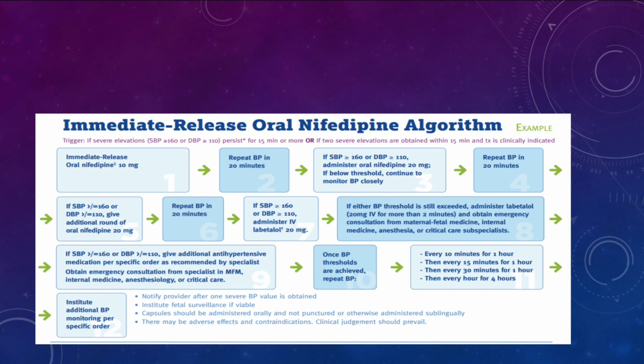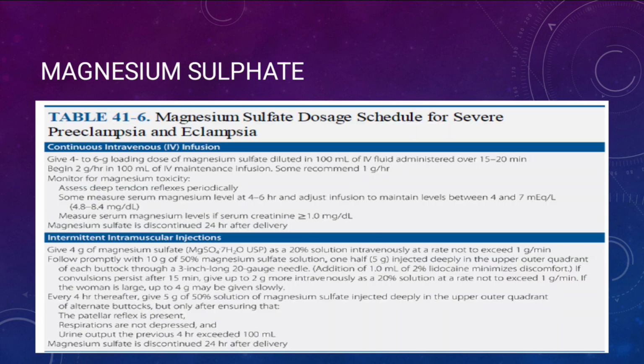Then get maternal fetal medicine, anesthesiologist, critical care consultation. As per them you start the antihypertensive. Once the BP is established, like 140 by 90, monitor every 10 minutes for 1 hour, every 15 minutes for 1 hour, every 30 minutes for 1 hour, then hourly for 4 hours. Then the maximum doses are scheduled for continuous IV infusion.